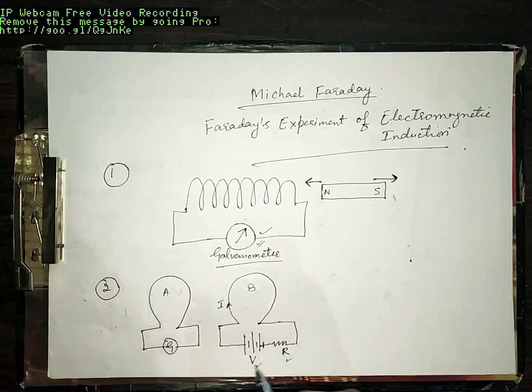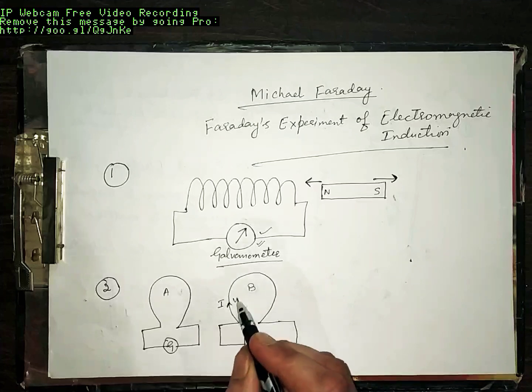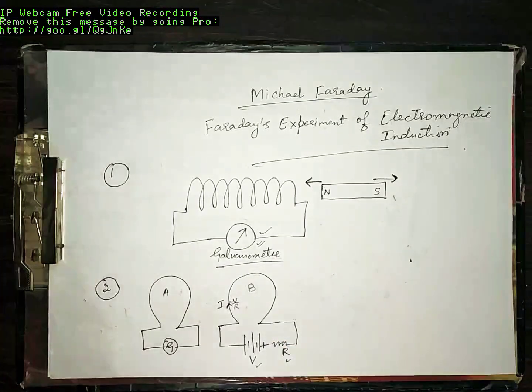Will some current flow in this coil or not? Definitely a current will flow because you have connected a voltage source and the circuit is closed. So a current I will flow in the circuit, where current I will be equal to voltage V divided by resistance R. This current is flowing through this wire. Now we already know from the physics that we have studied, whenever current flows through a coil, that coil behaves as a magnet.